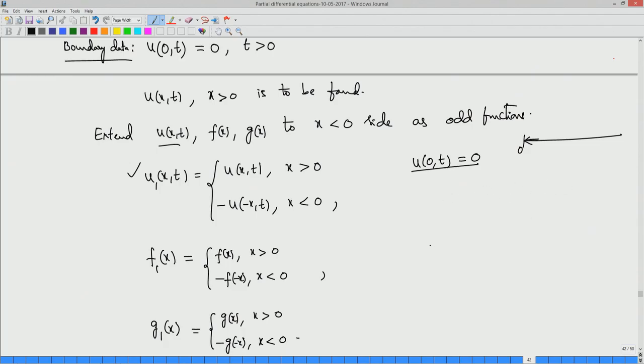So let us say, if you want u1(x,t) to be continuous at x equal to 0, and if you want u1 to be continuous and differentiable, you extend it in such a way that it is smooth.